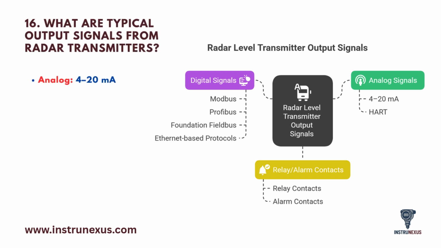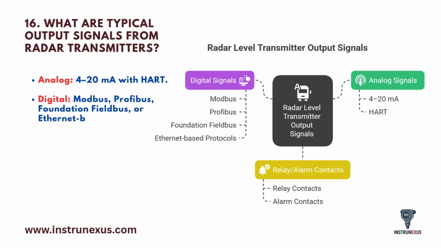What are typical output signals from radar transmitters? Analog, 4 to 20 milliamperes with HART. Digital, Modbus, Profibus, Foundation Fieldbus, or Ethernet-based protocols. Some transmitters provide relay/alarm contacts.